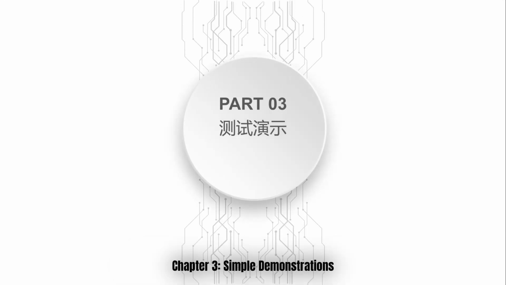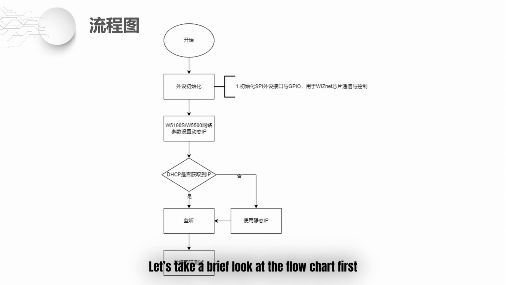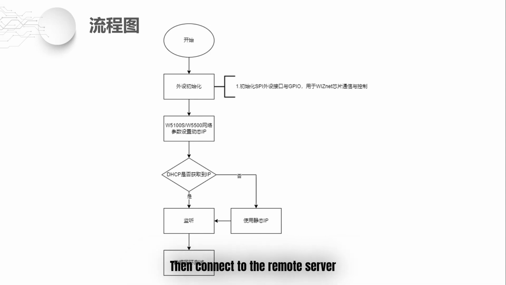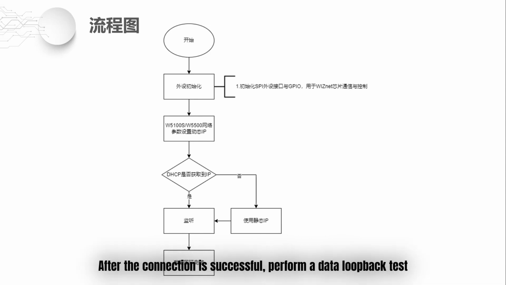Chapter 3. Simple demonstrations. Let's take a brief look at the flowchart first. First, initialize the SPI-related pins. Then set the network settings to dynamic IP acquisition mode. After that, determine whether the IP has been successfully obtained. If obtained, print the obtained IP information. If dynamic IP cannot be obtained, use static IP. Then connect to the remote server. After the connection is successful, perform a data loopback test.